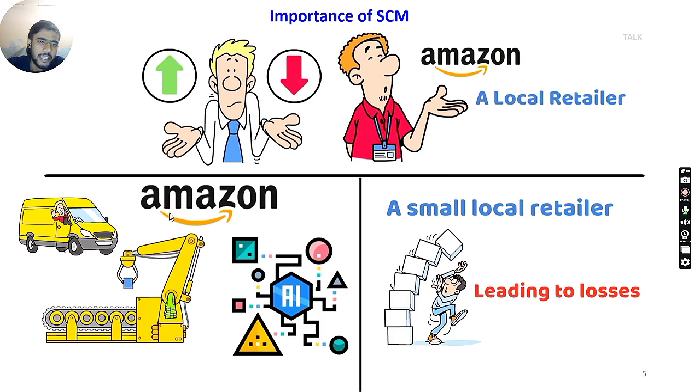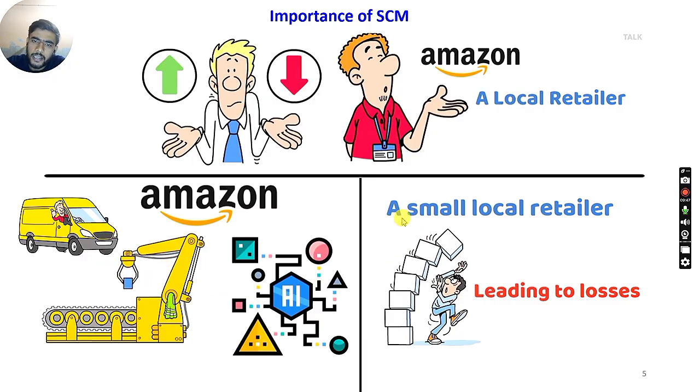Here I want to show how we compare Amazon and a small local retailer. Amazon has a lot of resources. They have their own pickups for picking products. They have new technologies like Industry 4.0 and Industry 5.0. Amazon has all of that actually. They have AI-integrated and machine-learning-integrated systems for growing everything.